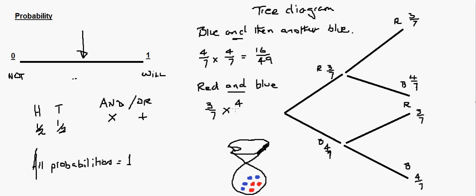Okay. So again, 3 4s are 12 and 7 7s are 49. And that will be the probability of a red and a blue. You don't have to work out all the probabilities, only answer the questions that they give you. Okay?